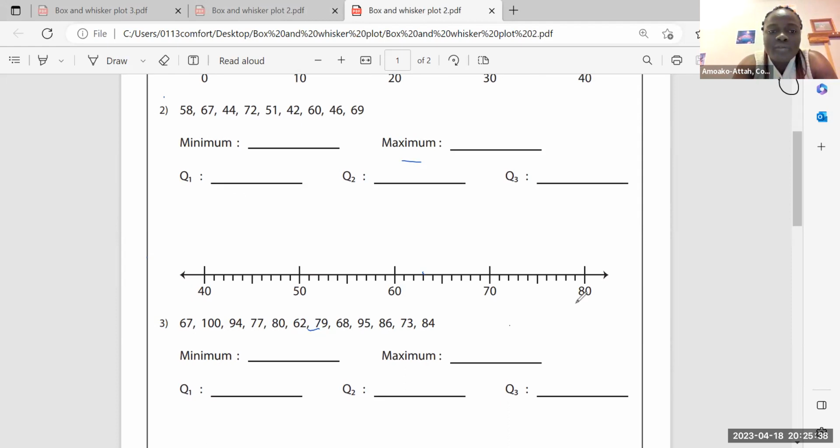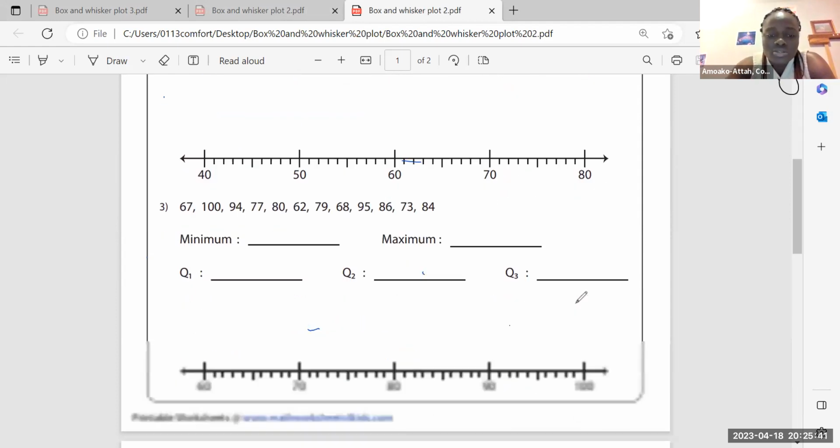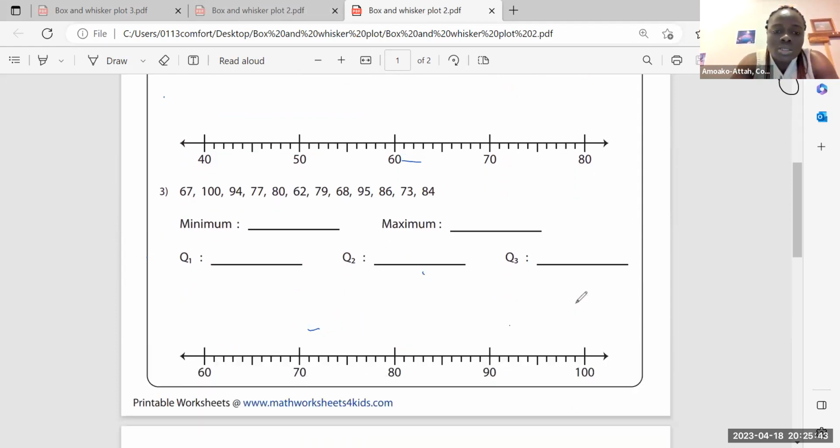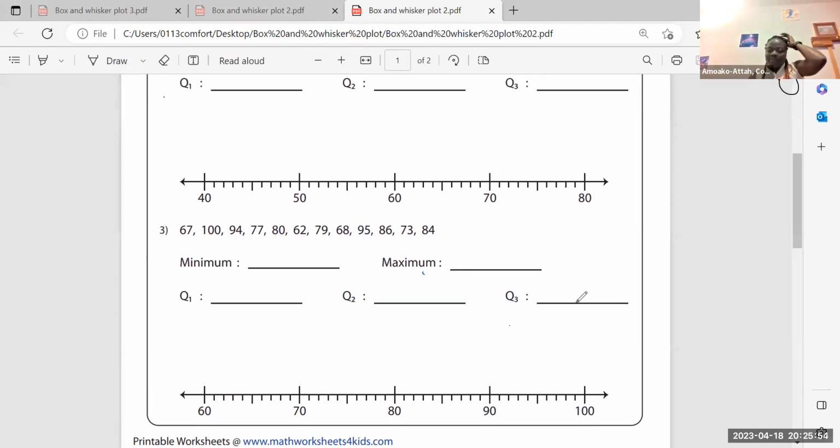1, 2, 3, 4, 5, 6, 7, 8, 9, 10, 11, 12. All right. I think we have this one to be even numbers. That is 12 numbers in all. So how do we do it?